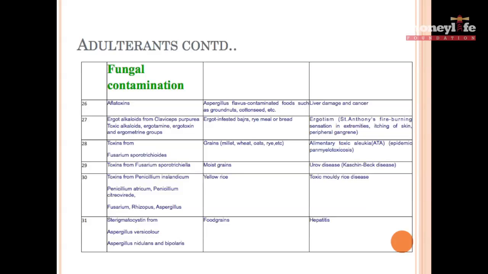You have Urau disease. These are toxins which are now not so much prevalent in India, but from other countries that you have this type of thing. And the food grains, if they are not stored properly, you have this particular Aspergillus versicolor, again same as Aspergillus flavus, the aflatoxin type, means same species. You get hepatitis, again liver diseases.